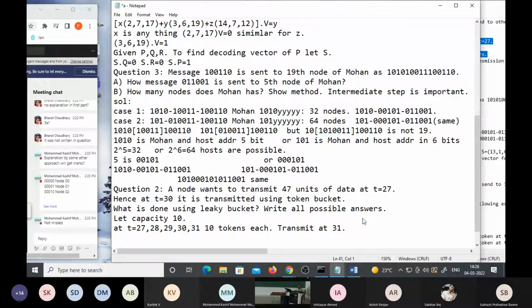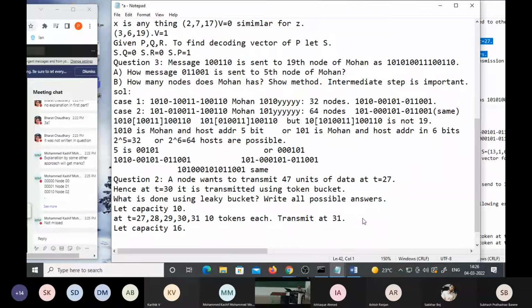Let capacity be 20. Let capacity be 16. At T equal to 27, 28, 29, 16 tokens each. Transmit at 29. Is it correct?